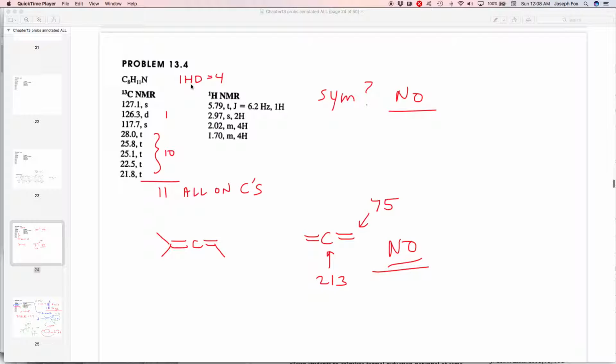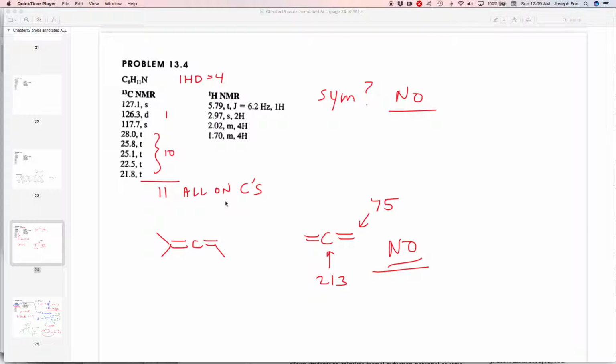Let's remember our IHD calculation. Our IHD is going to be 4 for this compound. If we do our H on C analysis, we see that all 11 of our hydrogens are on carbon atoms, so we do not have any NH bonds. We look for symmetry in this compound and don't find it, so all of our carbons are unique.